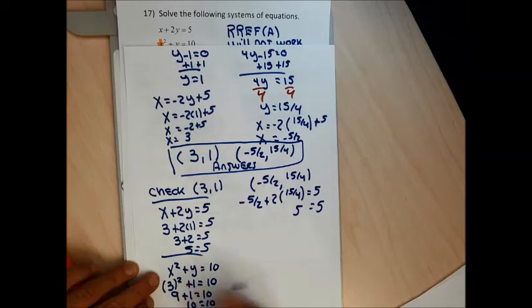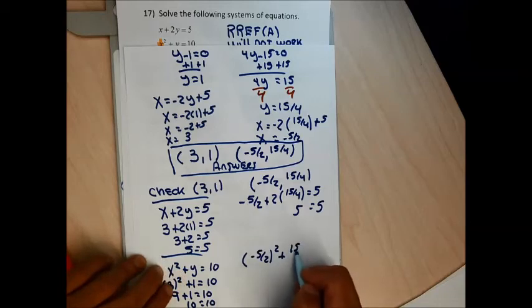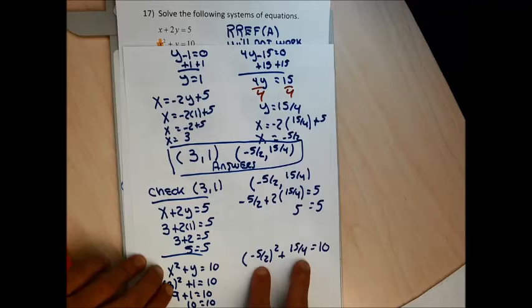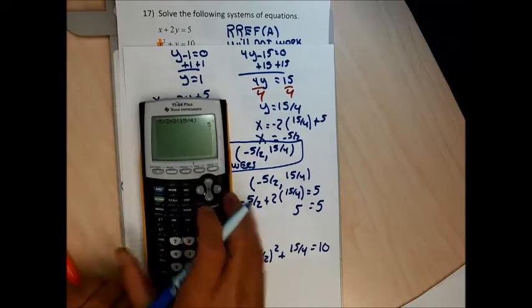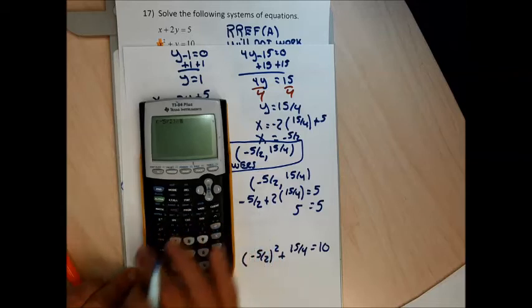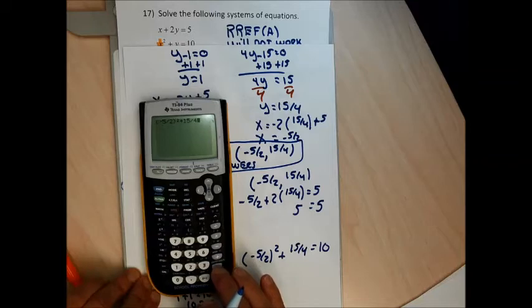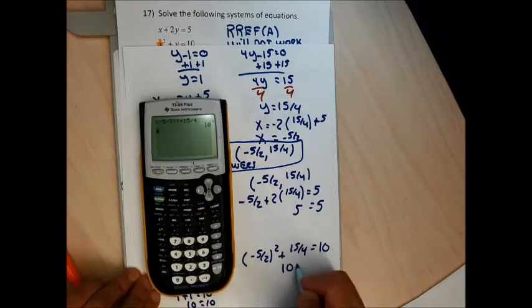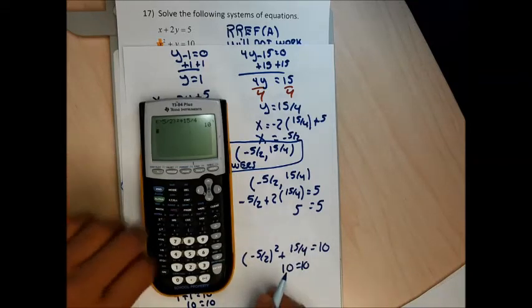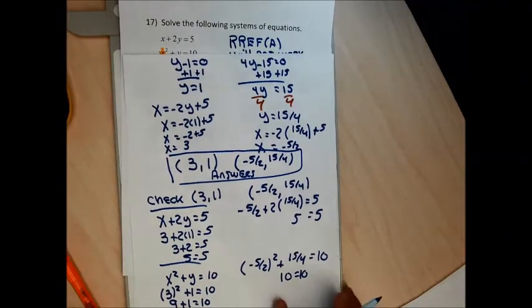Into the second equation, I have to go negative 5 halves squared plus y, 15 over 4, and that has to equal 10. So again, on my calculator, no reason to do that by hand. So negative 5 divided by 2 in parentheses squared plus 15 divided by 4. I better see 10 when I hit equals, and I do. So I've checked my answer the only way I can check this answer. So this is in fact just a perfect answer for number 17.